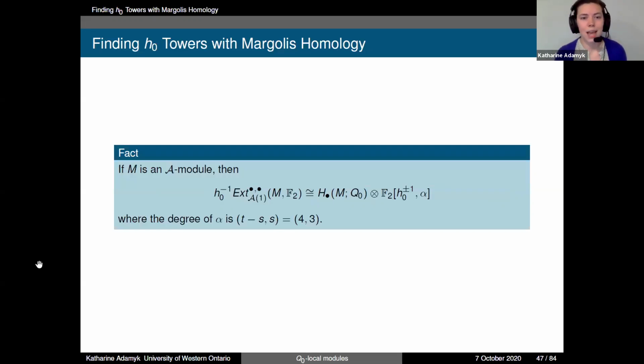So if M is an A module, we can use the change of rings isomorphism to say H naught inverted Ext over A1 of M is isomorphic to the Q naught Margolis homology of M, tensored with the polynomial algebra on H naught and H naught inverse. So that's giving us the H naught towers for each element of the Margolis homology. And then also this class alpha, and the degree of alpha is (4,3). So that's t minus s degree 4.